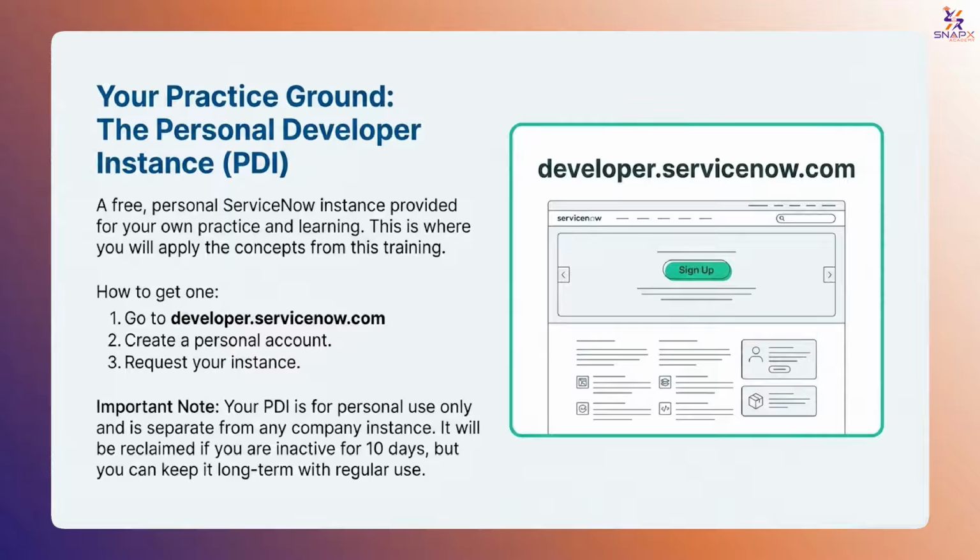This instance is given to you for practice. When you first request it, you typically get around 10 days of active usage. If you keep using it regularly, ServiceNow will keep extending it for a long time. If you stop using it for 10 or 20 days, ServiceNow may reclaim the instance automatically.